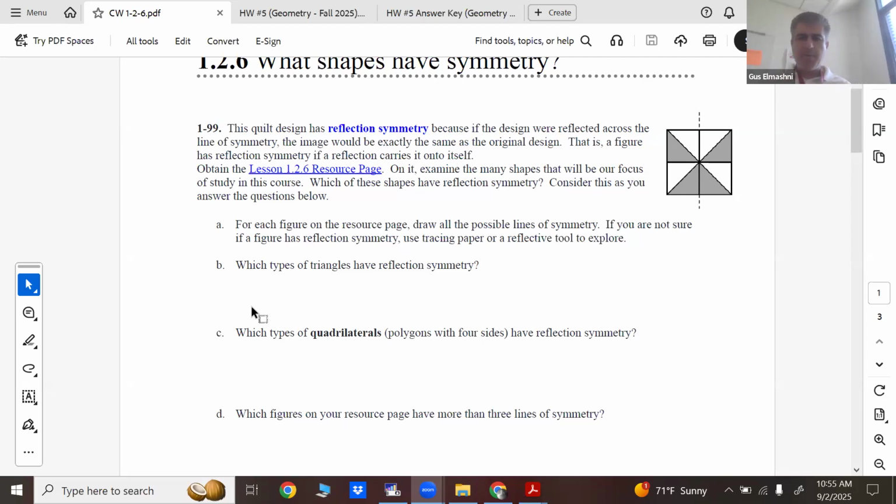Lucas, can you read 199? This design has reflection symmetry, because if the design were reflected across the line of symmetry, the image would be exactly the same as the original design. That is, the figure has reflection symmetry if the reflection carries it onto itself. Obtain the lesson 1.2.6 resource page. On it, examine the many shapes that will be the focus of the course. Which of these shapes have reflection symmetry? Consider this as you get to the question below.